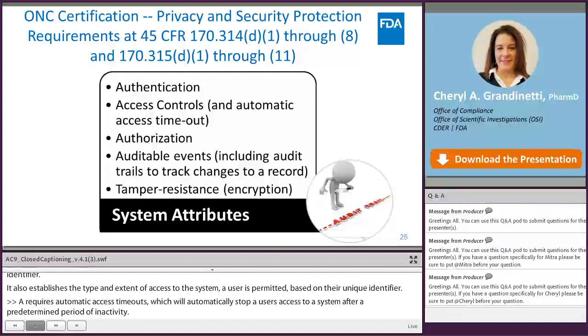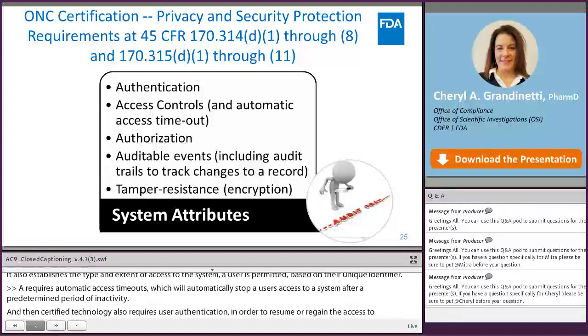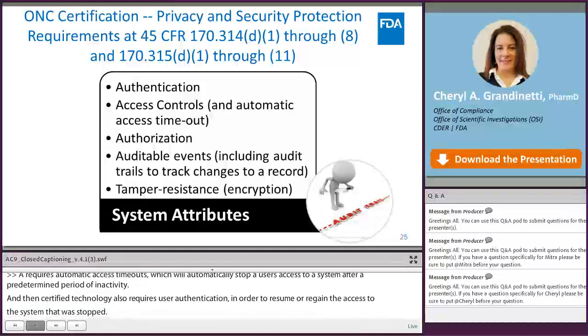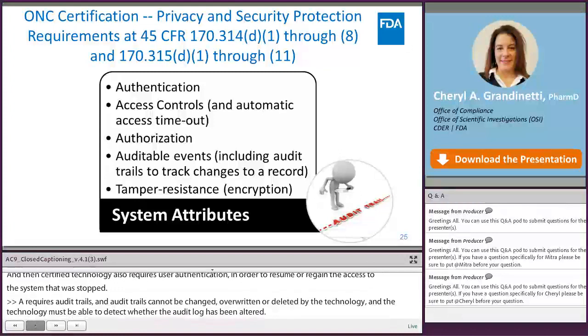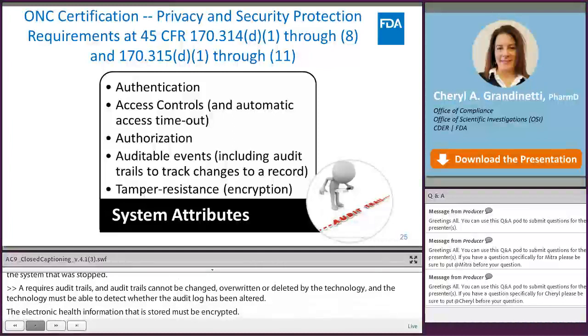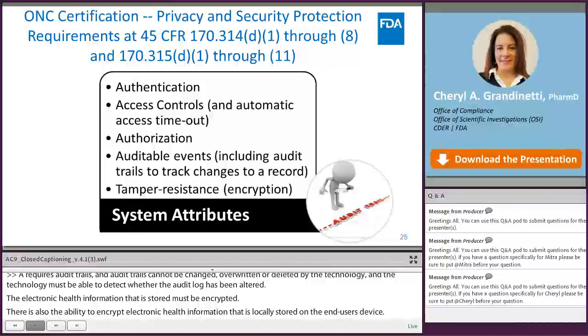And then certified technology also requires user authentication in order to resume or regain the access to the system that was stopped. It requires audit trails, and audit trails can't be changed, overwritten, or deleted by the technology, and the technology must be able to detect whether the audit log has been altered. The electronic health information that's stored must be encrypted. There is also the ability to encrypt electronic health information that's locally stored on the end user's device. So again, these system attributes compare to the system attributes found in our Part 11 regulation, and if employed, would certainly give us some confidence in the data. And again, not total confidence, but some confidence.